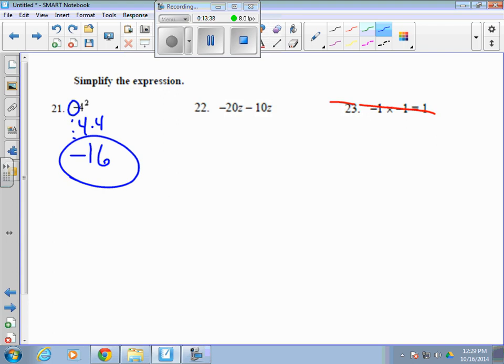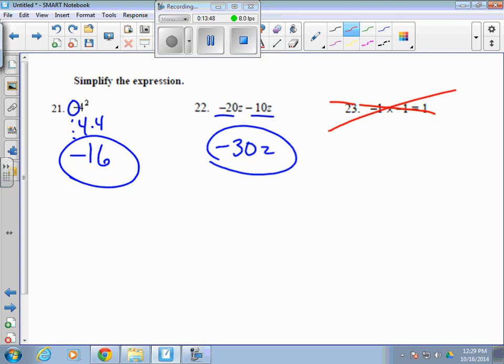Then for number 22, just combine the like terms. Negative 20z minus 10z is going to be negative 30z. Same sign, add them up. There's no instructions for number 23, so I just took it off. All it really asked you for was the property, and it would have been the inverse problem.